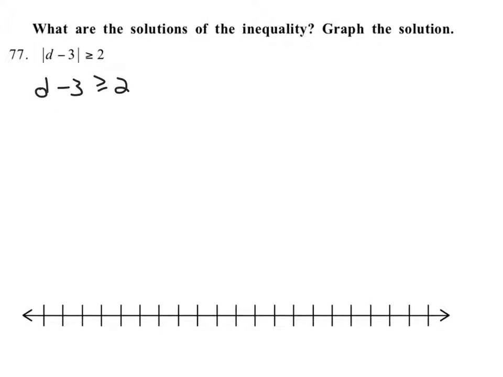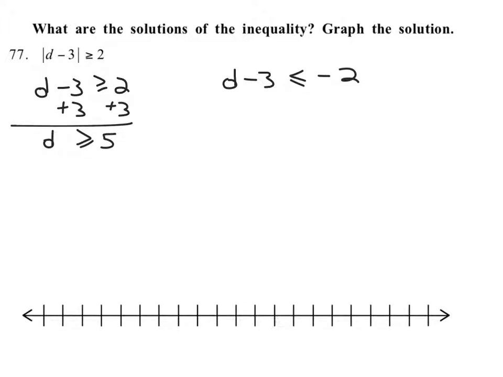Now we're going to do the same thing again where we take the inside expression, d minus 3. Only this time we're going to make those two changes. We're going to change the direction of this, and we're going to turn this to its opposite number, negative 2. So we change the direction, and we make it negative 2. Now we've got to solve both of them. Plus 3, d is greater than or equal to 5, or, plus 3, d is less than or equal to 1.